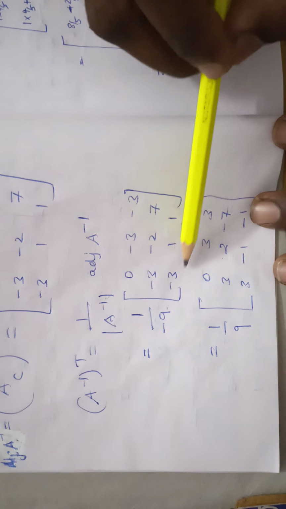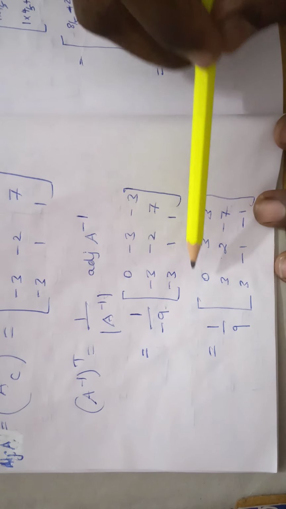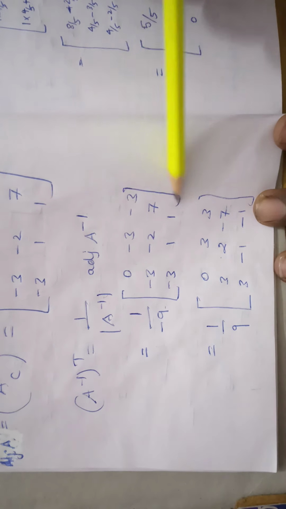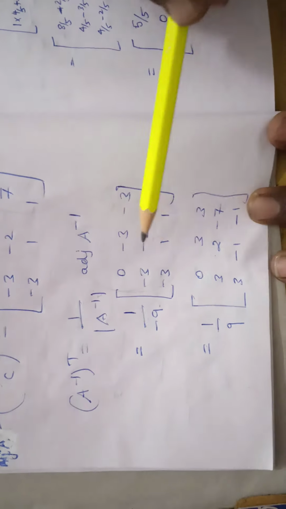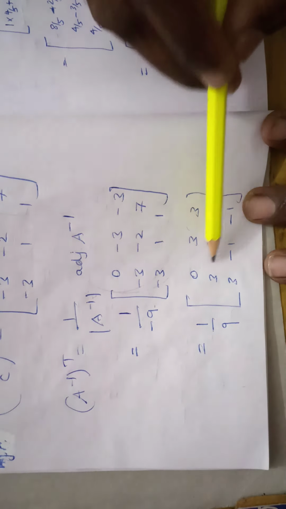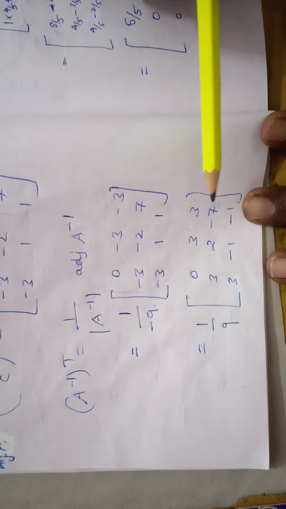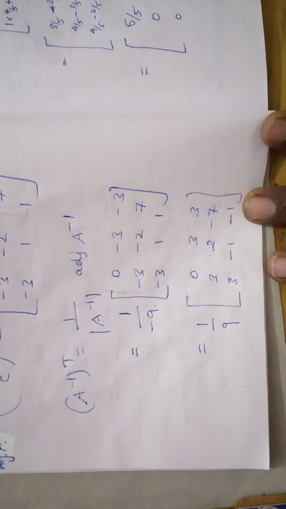The final result is, multiplying throughout by minus, 1 by 9 into [0 3 3; 3 2 -7; 3 -1 -1]. And that is the problem.